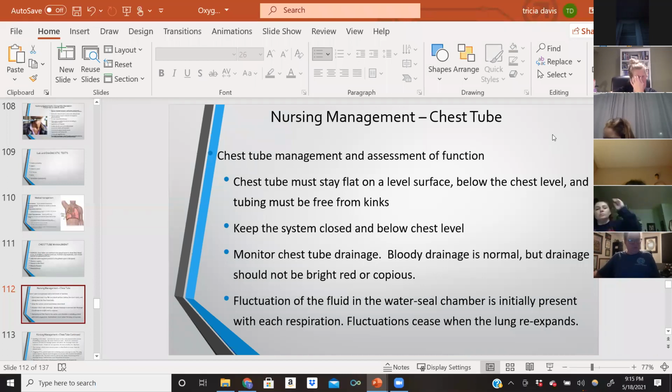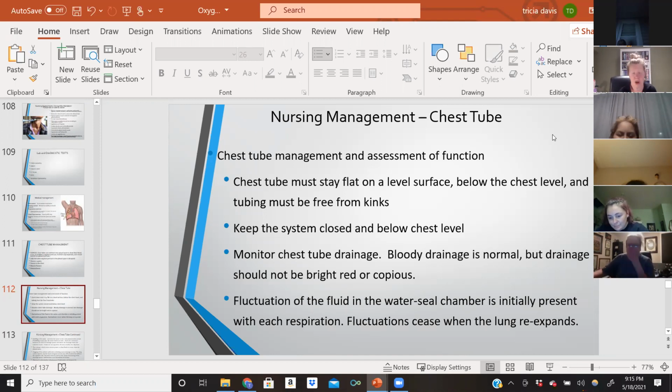So, nursing management for the chest tube. We're responsible for managing it and assessing it to make sure that it's functioning properly. Whenever we have a patient with a chest tube, we always want to make sure that the chest tube stays on a flat, level surface. Just like the Foley, it needs to be below the chest level, and we want to keep that tubing free from any kinks. Usually it sits right on the floor next to the patient. It always has to remain a closed system, and it has to be below the chest level.